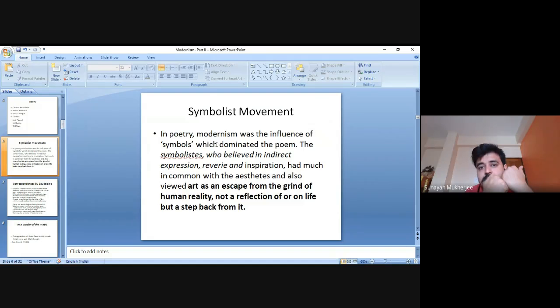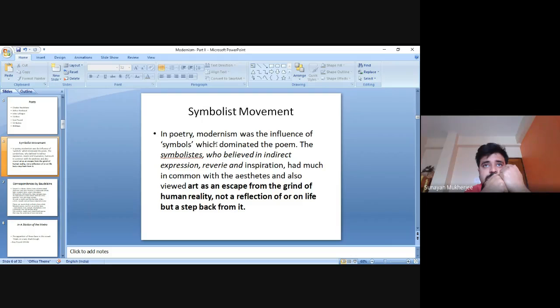Okay, the symbolist movement, what does symbolism say? That in poetry, modernism was the influence of symbols which dominated the poem. Now imagine, what is a symbol, by the way? If I ask you what is a symbol, what would you say? That a symbol is a representation of something else. For example, if I use the symbol of a dove, you would say that the dove is the symbol of peace. That's absolutely right.